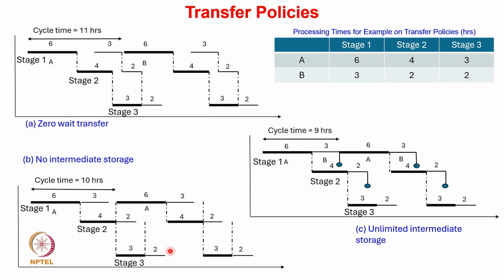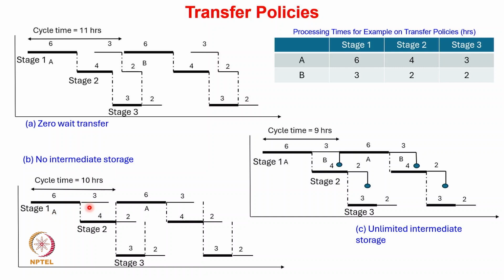So clearly in this case the cycle time is now reduced to 6 plus 3, which is 9. So we have reduced the cycle time from, cycle time here is 6 plus 4, that is 10. So cycle time is reduced to 10 from 11. You can see that we can start the product A again here, which is after 10 hours.